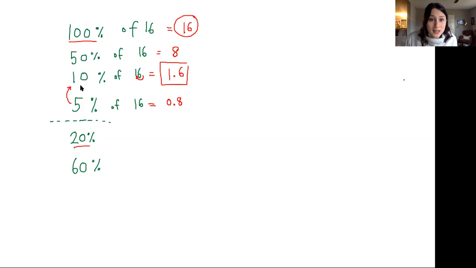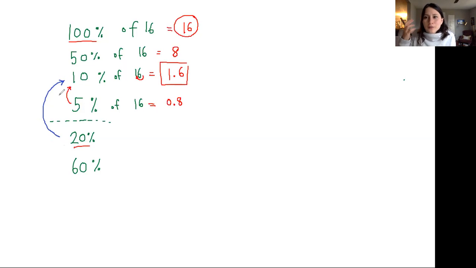Now, if we already know that 10% of 16 is 1.6, then wouldn't 20% just be double what 10% is? And so if you wanted to tip your waitress or your waiter 20% off of your bill, and your bill was maybe $16 or something, or if you round it, maybe it's like $15.99 for your meal.